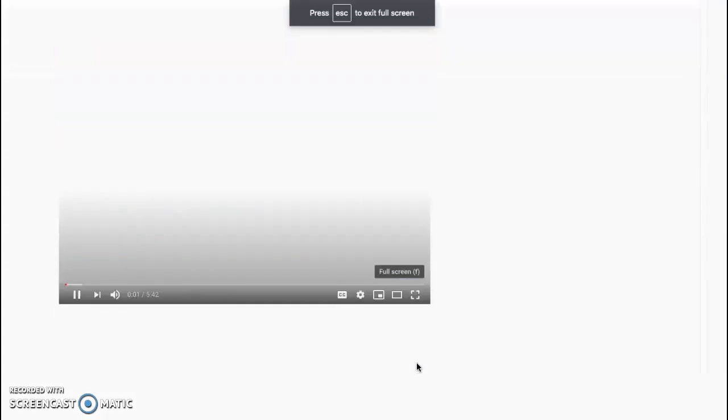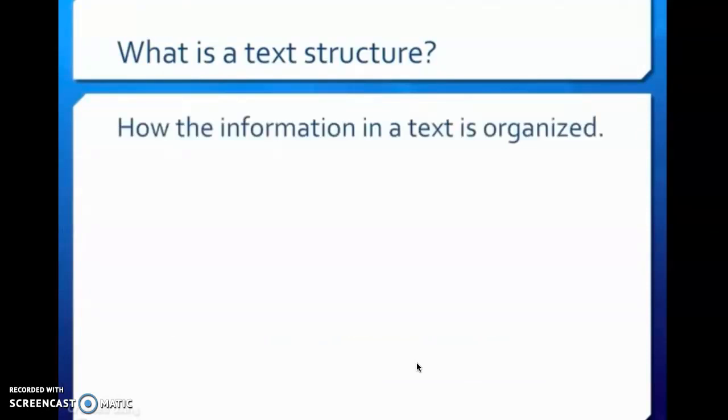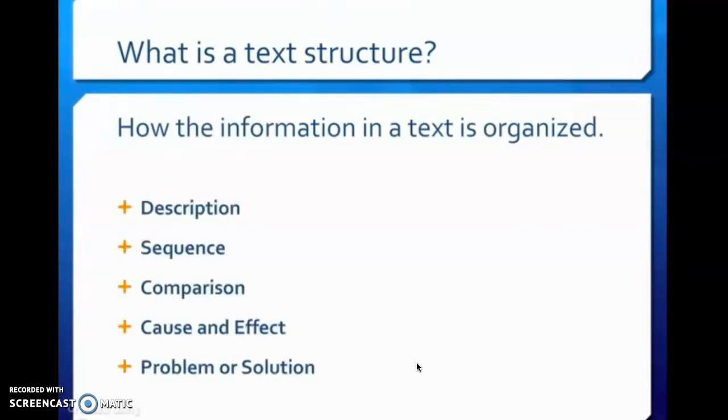In this video, we will identify different types of text structures and how texts are organized. So what exactly is a text structure? The text structure is how the information in a text is organized. It's important to know how a text is organized so that you understand the purpose of the information and understand how all of the information goes together. The different types of text structures that we'll focus on are description, sequence, comparison, cause and effect, and problem or solution.